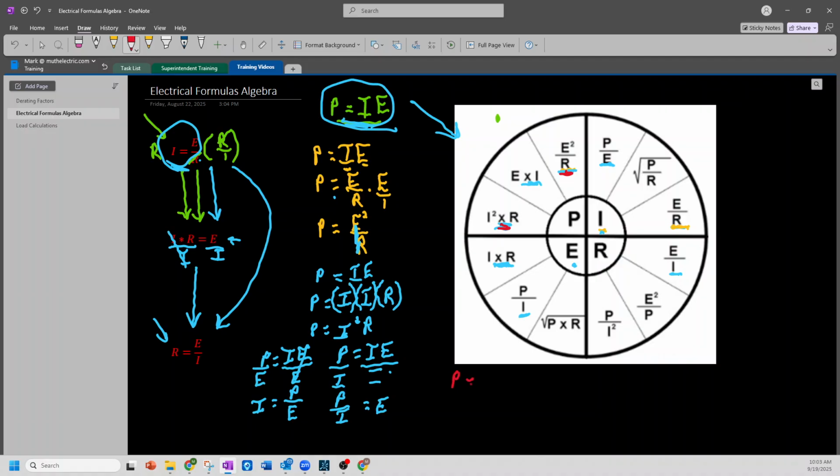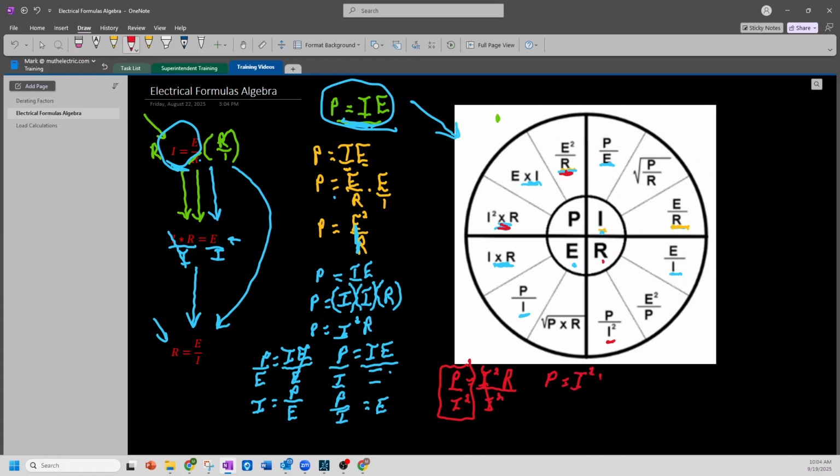So power equals I squared R. Okay, we're going to divide both sides by I squared. Okay, and of course those cancel out. We got P over I squared right here. R equals P over I squared. Okay, now we're going to do that again, but I'm going to solve for I.